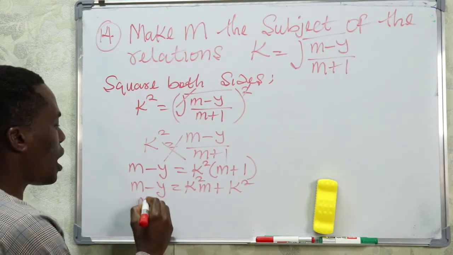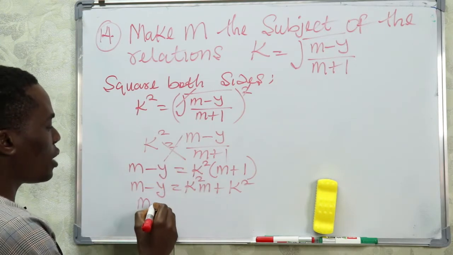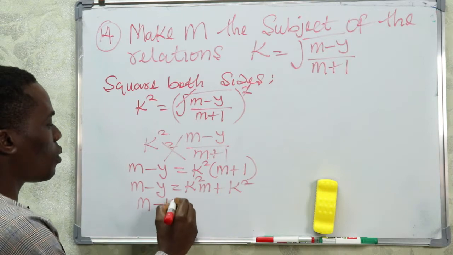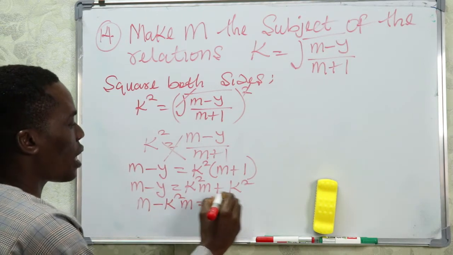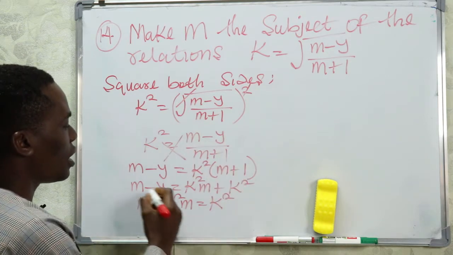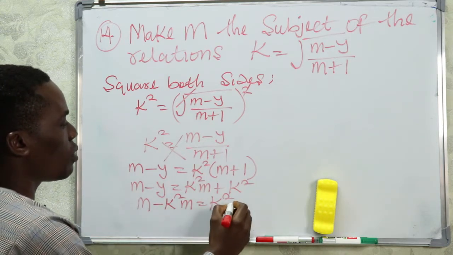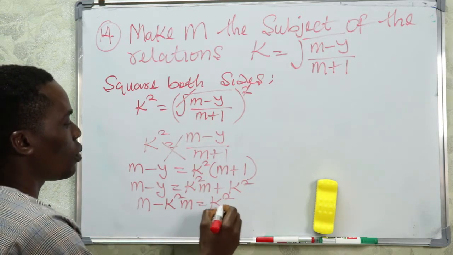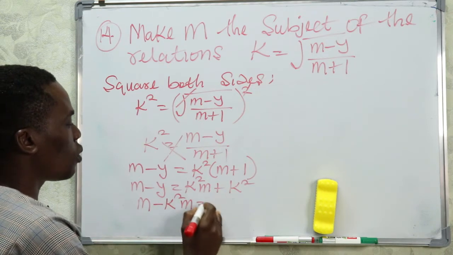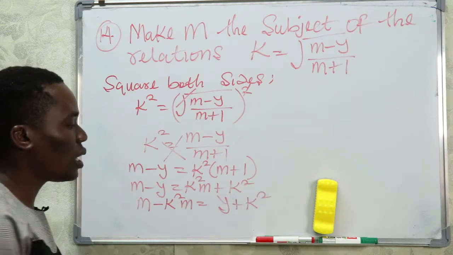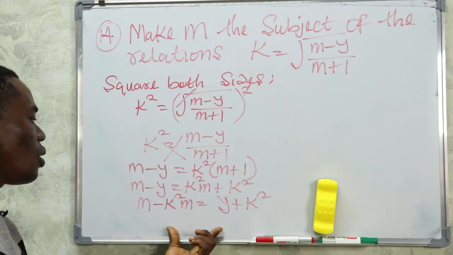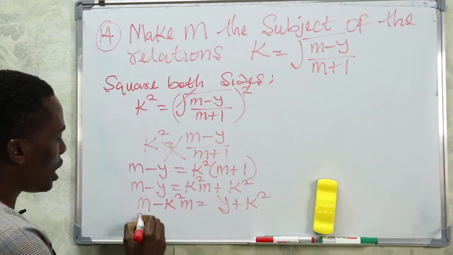We'll have our m, this will come over here to give us minus k squared m equal to k squared. This will go over here, this will go over here, will give us plus y. Or this will give us y plus k squared. So having gotten this now, all we need to do is to collect like terms here.